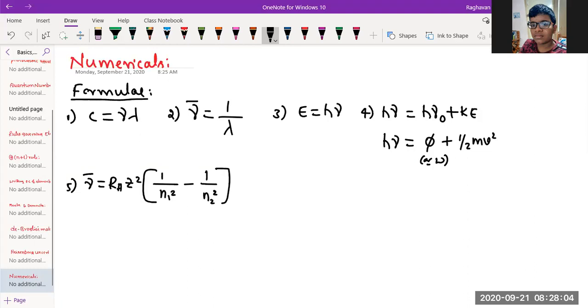Sir, can you explain that fourth formula, h nu is equal to work function plus half mv square? This one, the fourth one? Yes, sir. Sir, you are muted, sir.